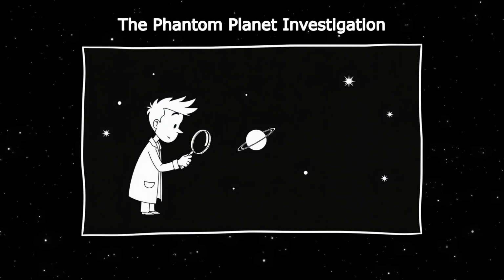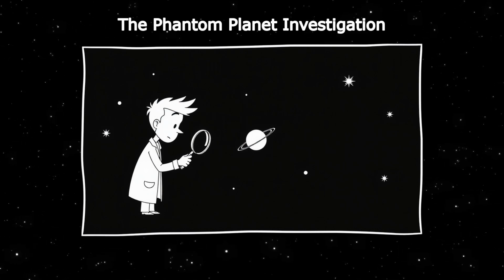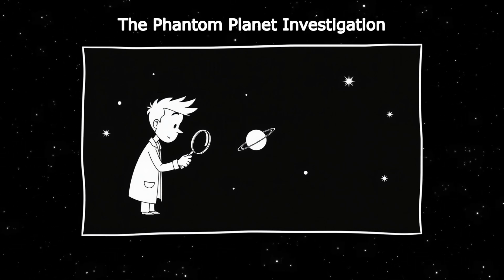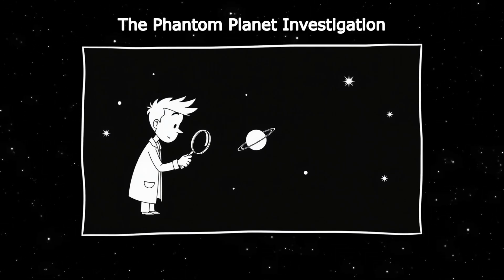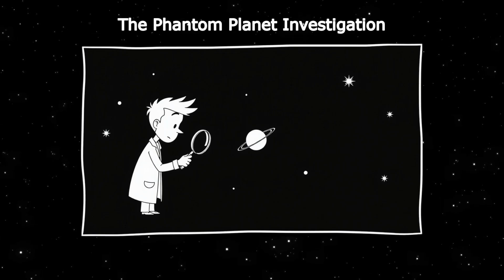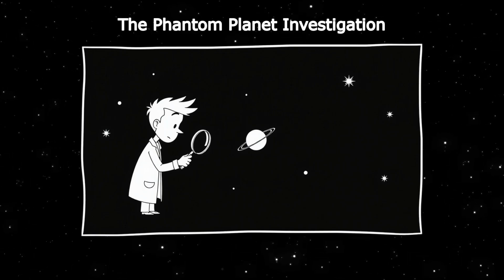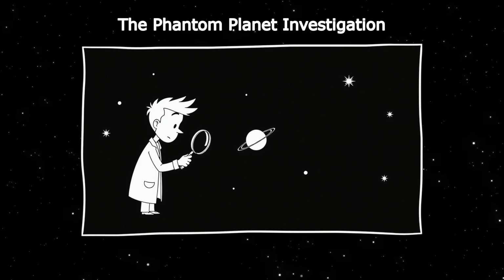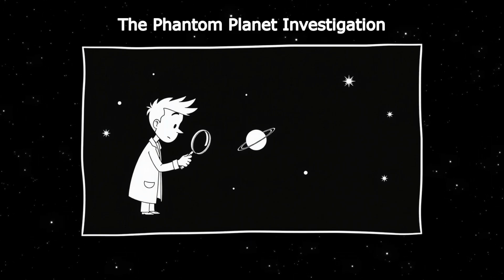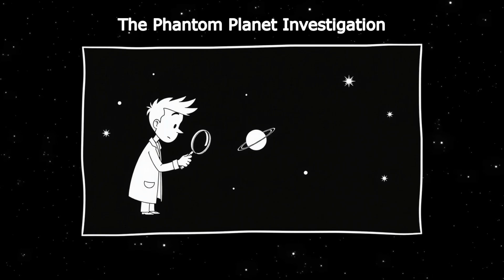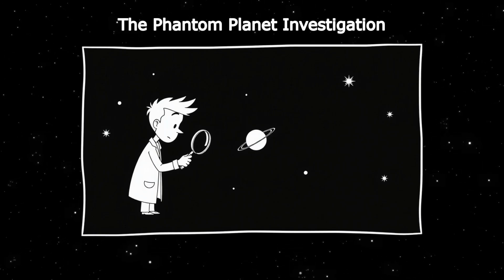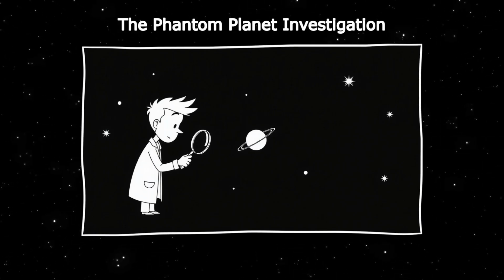In the vast expanse of our solar system, a captivating mystery brews, one that has piqued the interest of astronomers and enthusiasts alike. This enigma is known as the Phantom Planet Investigation. Deep within the outer reaches of our solar realm, unexplained gravitational forces hint at the presence of an unseen planetary body. This object, often referred to as a "phantom planet," has sparked speculation and excitement in the scientific community.